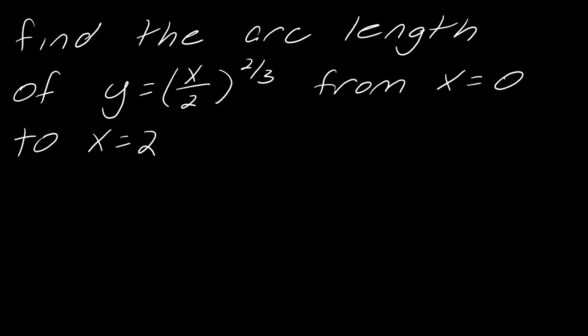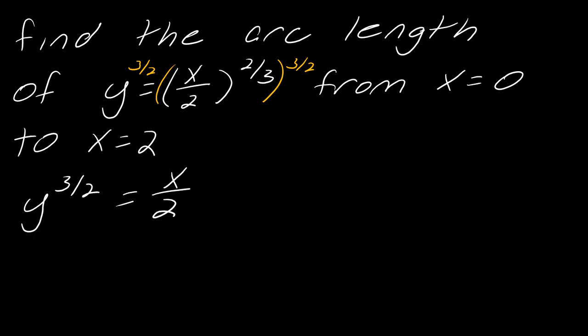Okay, so what I'm going to do first is solve this function in terms of y. To get that party started, I need to take both sides to the 3/2. And so now I have y to the 3/2 equals x over 2. And then I get x equals 2y to the 3/2.